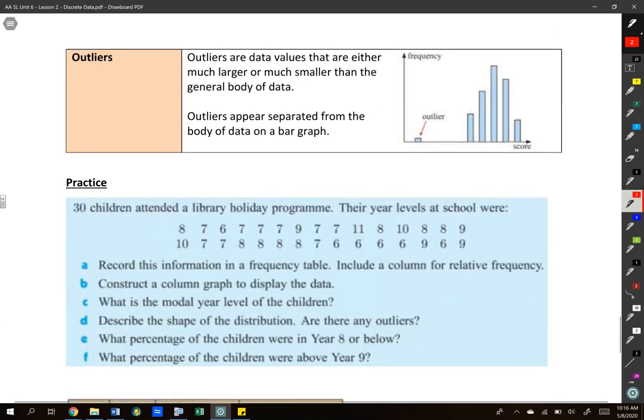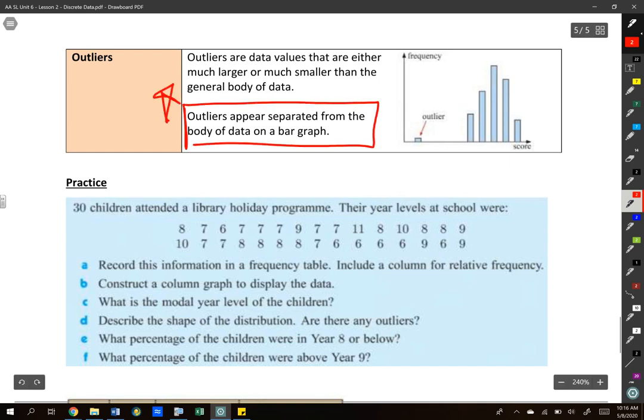All right, we're going to talk about outliers here. Outliers are data values that are either much larger or much smaller than the general body of data. Outliers appear separated from the body of data on a bar graph. Right, this is the most important thing when you're looking at a bar graph. If there's any break between a bar and the rest of the bars, that is how you're going to determine whether or not you have an outlier, right? So you can see in the example here, this guy right here is broken out from the other bars. It's not near them, all right? That would indicate that that bar is an outlier.